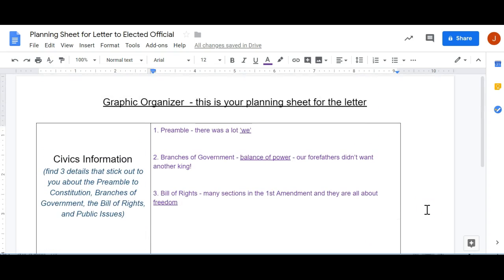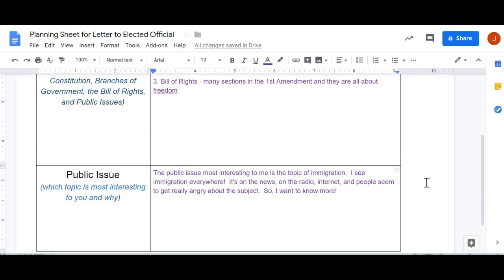All right, everyone, I hope that gives you a good starting point for A, organizing your information, and B, what to write in the boxes of your graphic organizer.